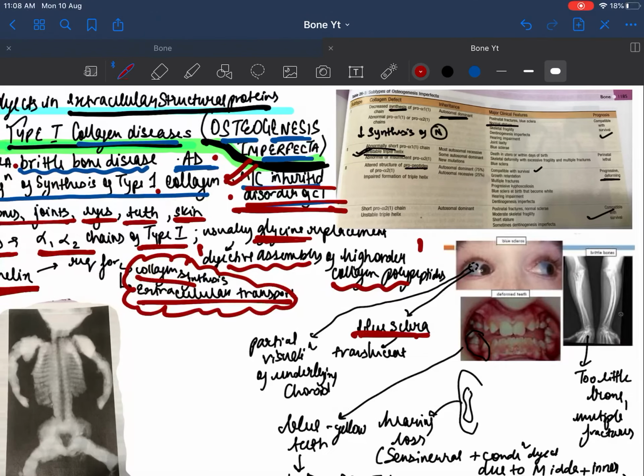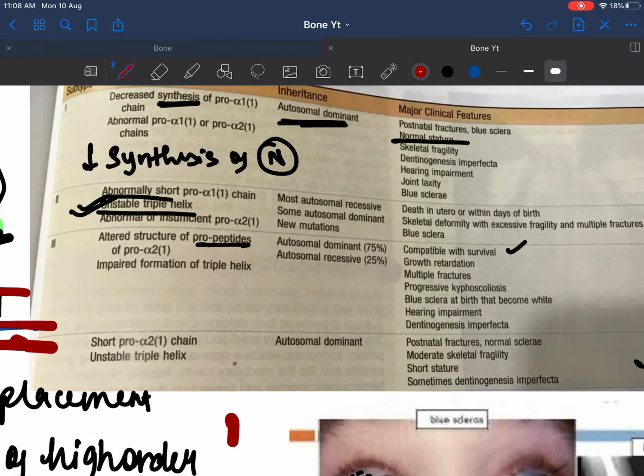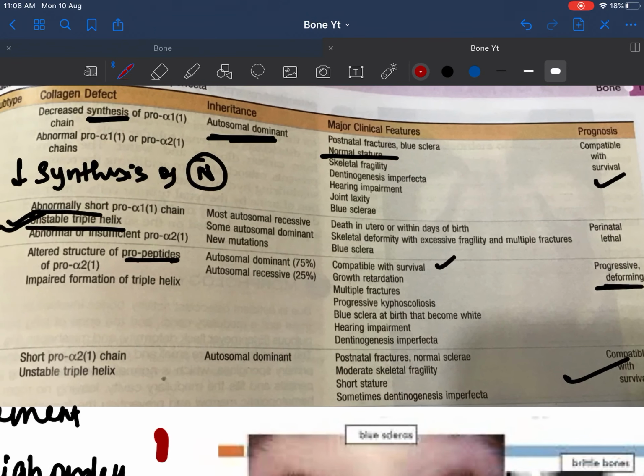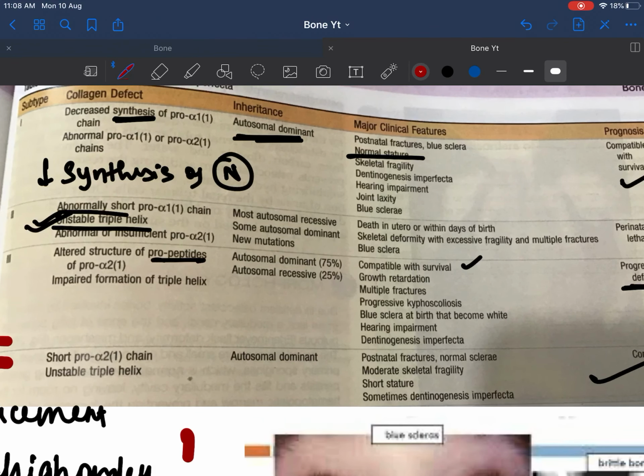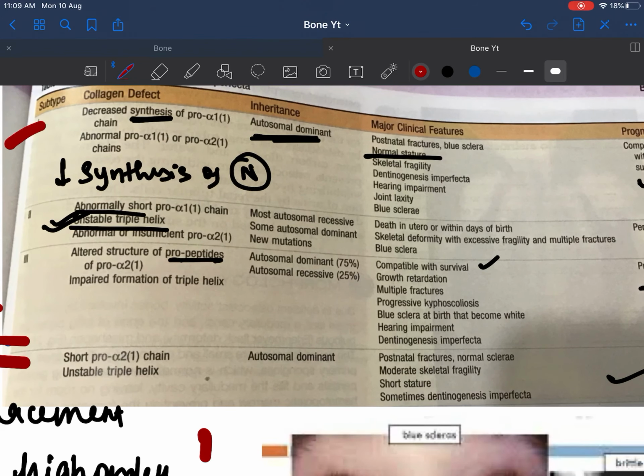So there are actually four types of osteogenesis imperfecta. The first, third, and the fourth are compatible with life. It means that the person will survive. He or she may not die because of this condition, but obviously the longevity will be slightly reduced and the quality of life will not be appropriate, because the person will face multiple pathological fractures during his or her life.